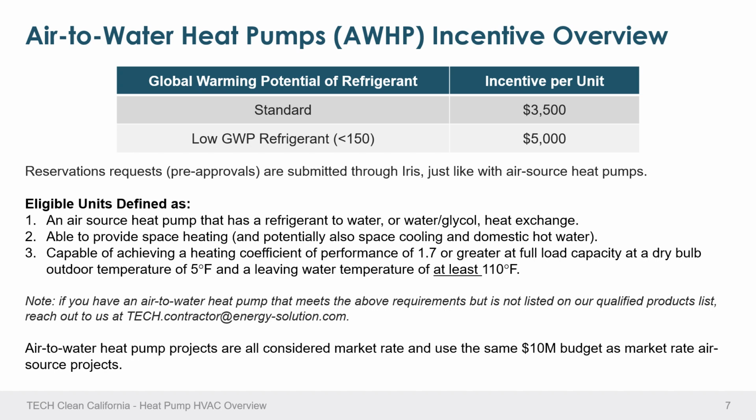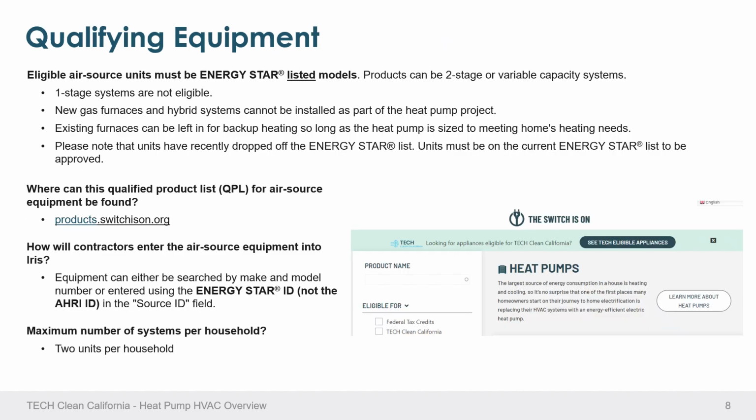Air-to-water heat pump projects are all considered market rate and use the same $10 million budget as market air source heat pump projects. About what air source heat pumps qualify for the tech incentive. Eligible units must be Energy Star listed models. Products can be 2-stage or variable capacity systems. 1-stage systems are not eligible.